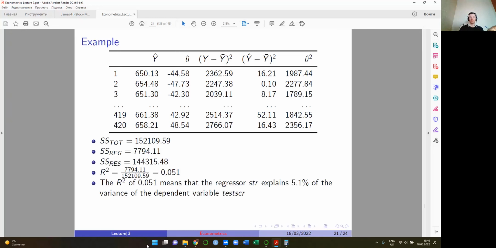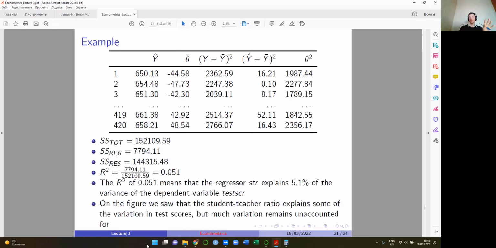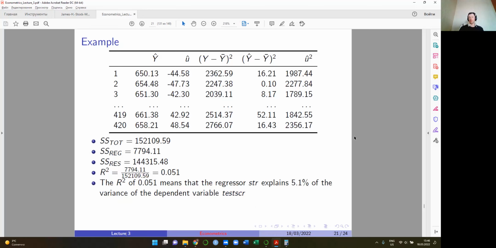Don't worry, I will skip this part. This is just an example of the calculation of R squared with the help of our data. Basically, R squared for our model is 5.1%. It's very close to 0, right? So the student to teacher ratio is able to explain only 5.1% of variation in the test score.